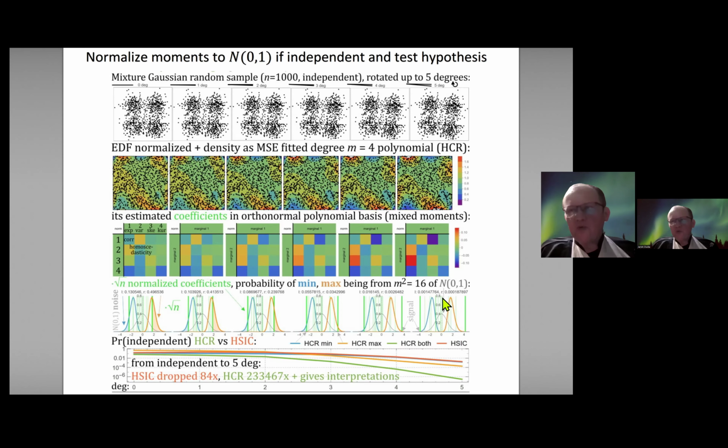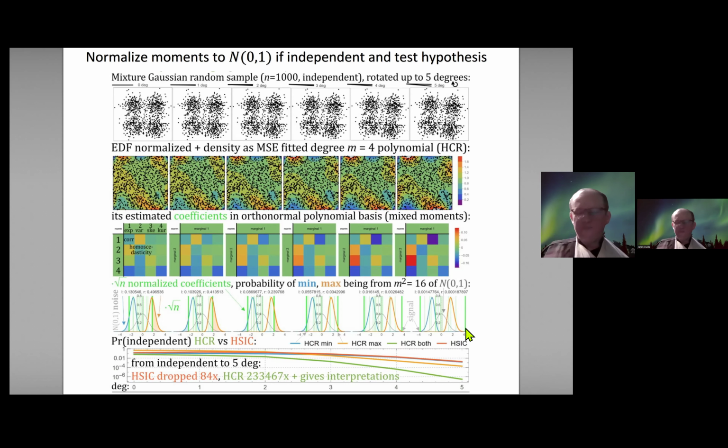And now we can compare it. What would be the probability distribution of the smallest of 16 N(0,1) variables? Assuming independence, we get this plot, the blue one for the smallest and the orange for the largest, and we can calculate the probability by integrating this area. So the probability that we get such a value under the assumption that they are independent. Here is the large probability that they are independent. Here it becomes tiny. So the tails are very tiny.